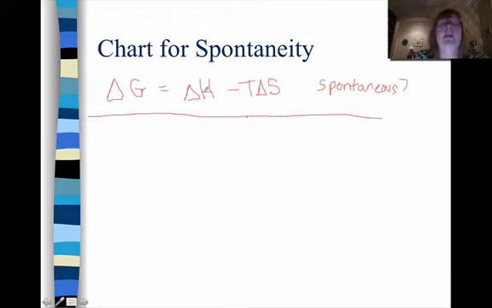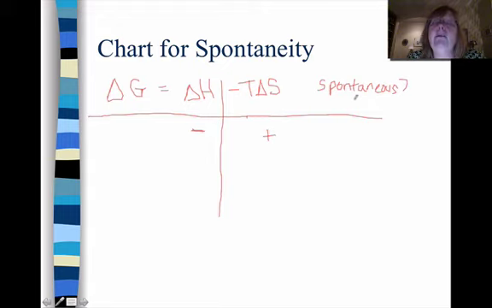Okay, so let's say that our delta H is negative. So that's an exothermic reaction, and we said that that was a driving force, or that was thermodynamically favorable. Okay, and then T is always positive, and let's say that delta S is positive. And that's also favorable because remember, the second law of thermodynamics is that entropy in the universe is always increasing, so that would give us a positive delta S. So this is favorable and this is favorable.